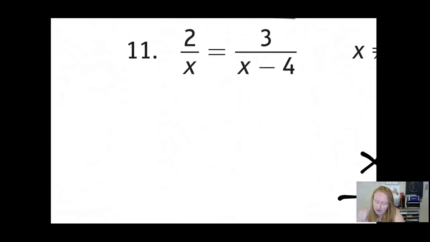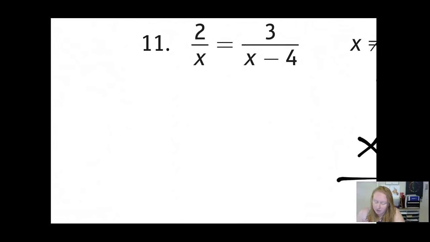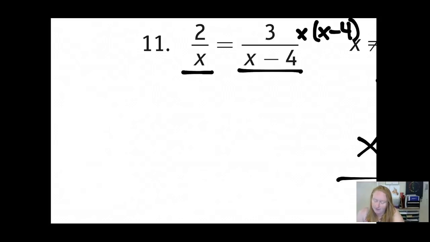In a couple of classes, I've taught you how to multiply by one thing, like the lowest common denominator. And in a couple of classes, we've taken it a bit more step by step. Because this is on the bottom and that's on the bottom, I can multiply by x and x minus 4 to clear both bottoms on both sides.